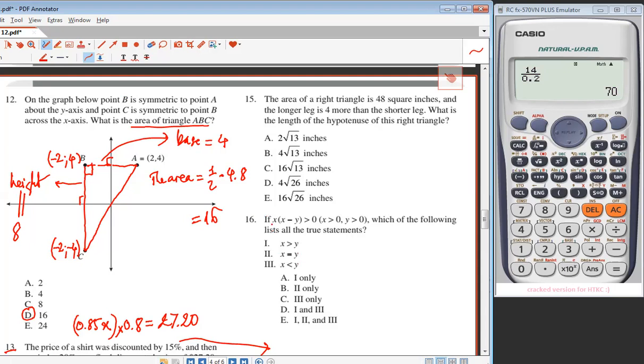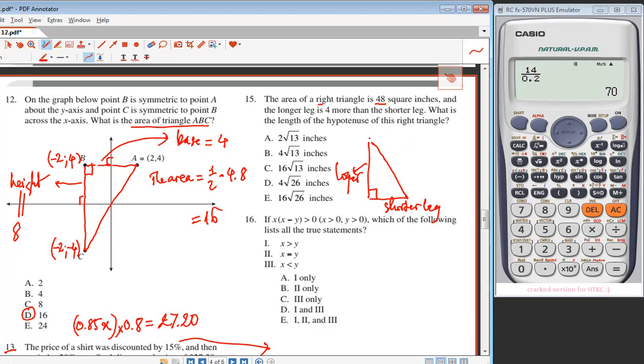Next is question number 15. The area of a right triangle is 48 square inches. We will draw the right triangle. This is the longer leg, and this is the shorter leg, and the right angle.